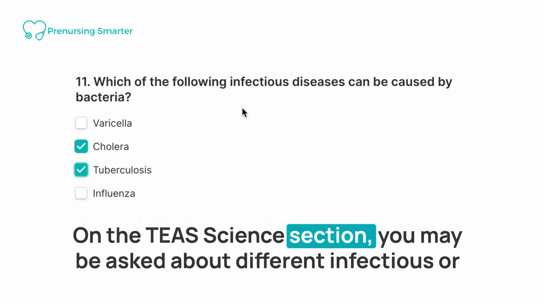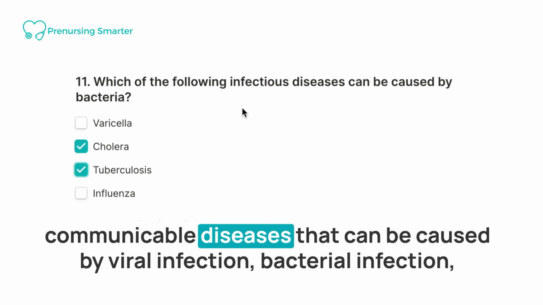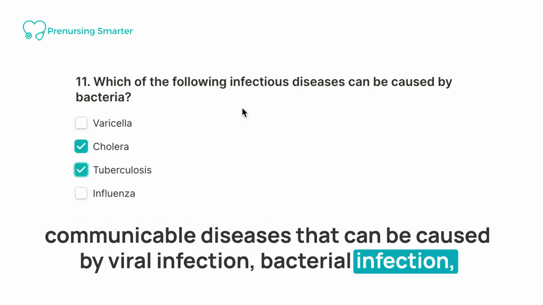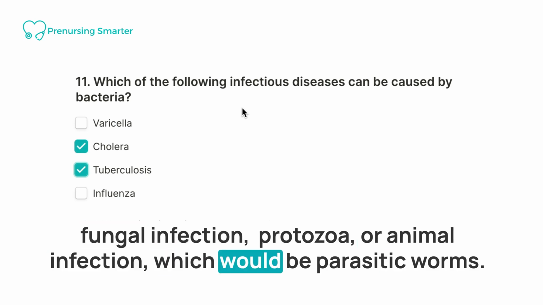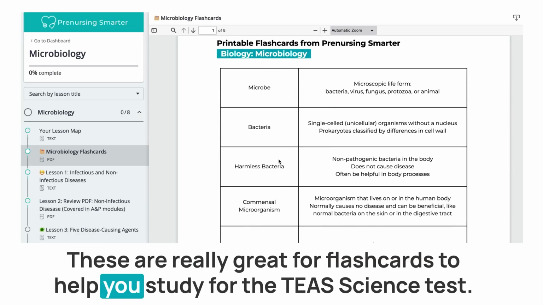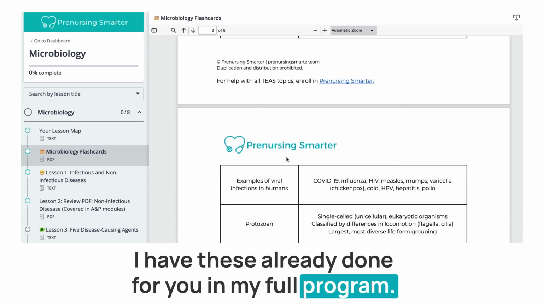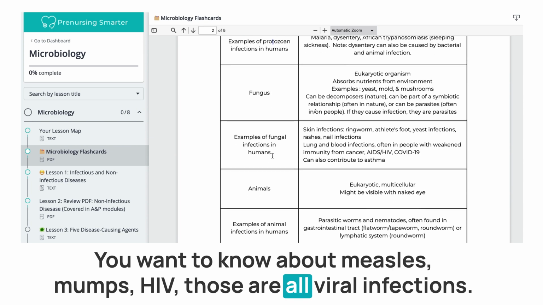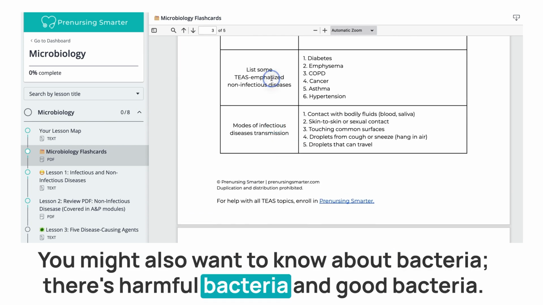On the TEAS science section, you may be asked about different infectious or communicable diseases that can be caused by viral infection, bacterial infection, fungal infection, protozoa, or animal infection, which would be parasitic worms. These are really great for flashcards to help you study for the TEAS science test. I have these already done for you in my full program. You want to know about measles, mumps, HIV, those are all viral infections. You might also want to know that there's harmful bacteria and good bacteria.